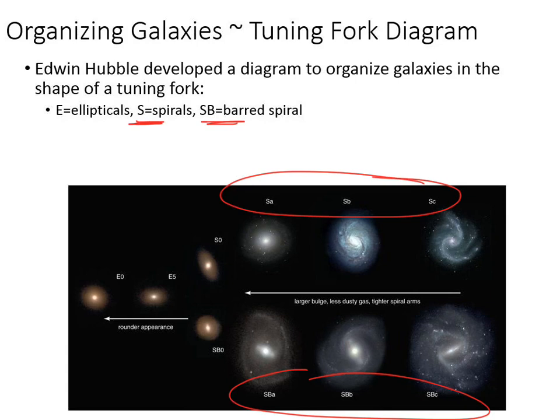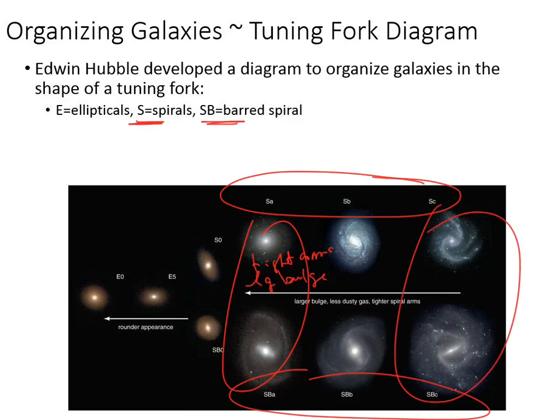So here we see a large nuclear bulge, and we see tight arms for the A type. And then over here we see a small bulge, and we have loose arms.